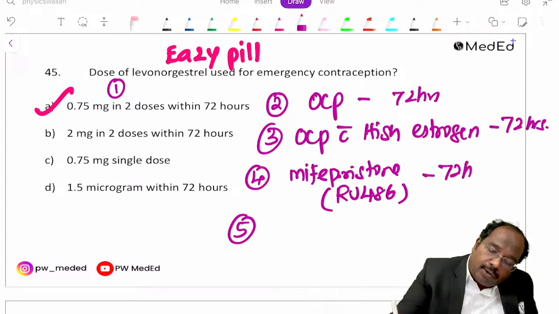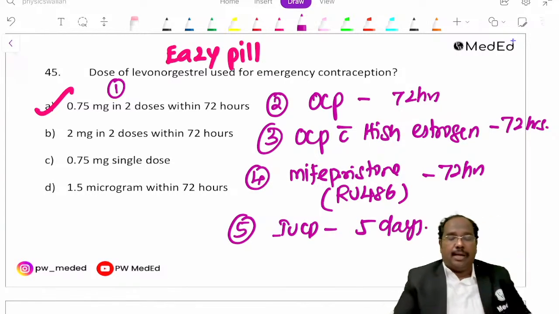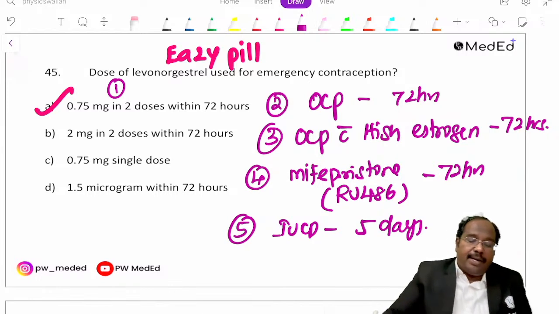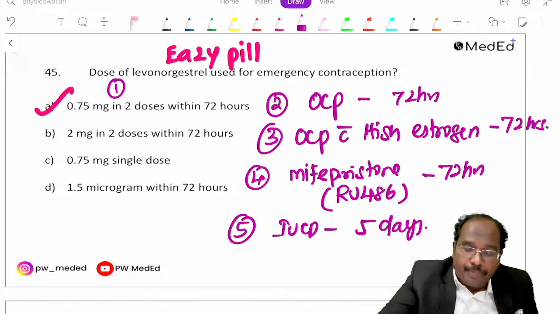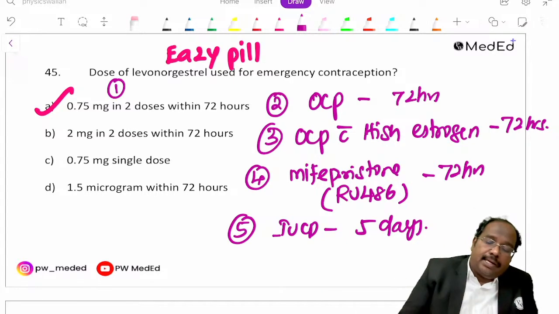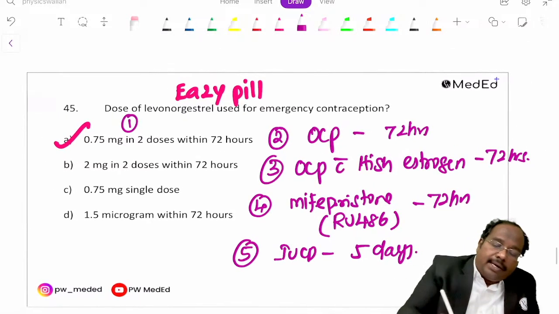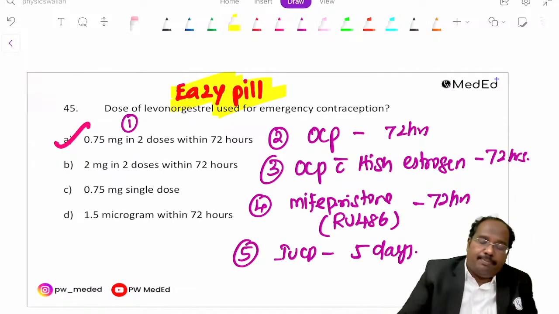This is also 72 hours. IUCD alone you can give for 5 days. Remaining all you can give within 72 hours following unprotected intercourse. And the one we give in the program is called EC pill.